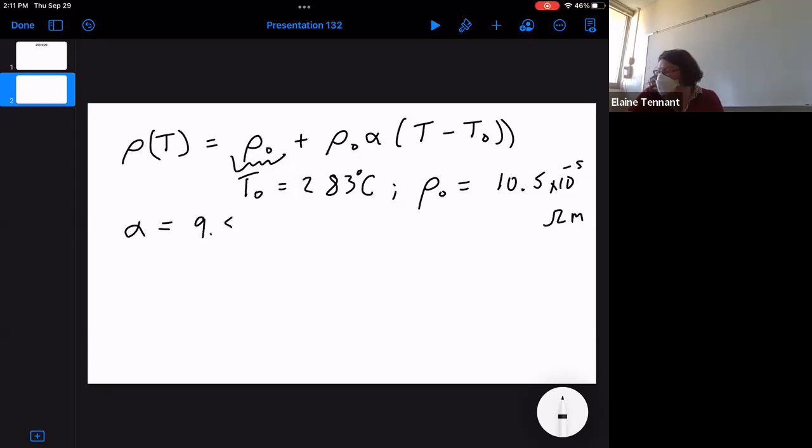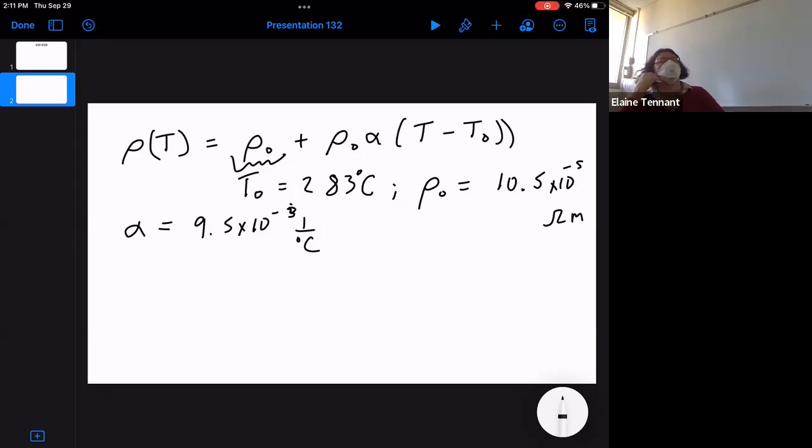So alpha of this substance is 9.5 times 10 to the negative 3 inverse degrees Celsius. That's a 3 up there. So for every degree Celsius you increase, your resistivity increases by a factor of 9.5 times 10 to the negative third.